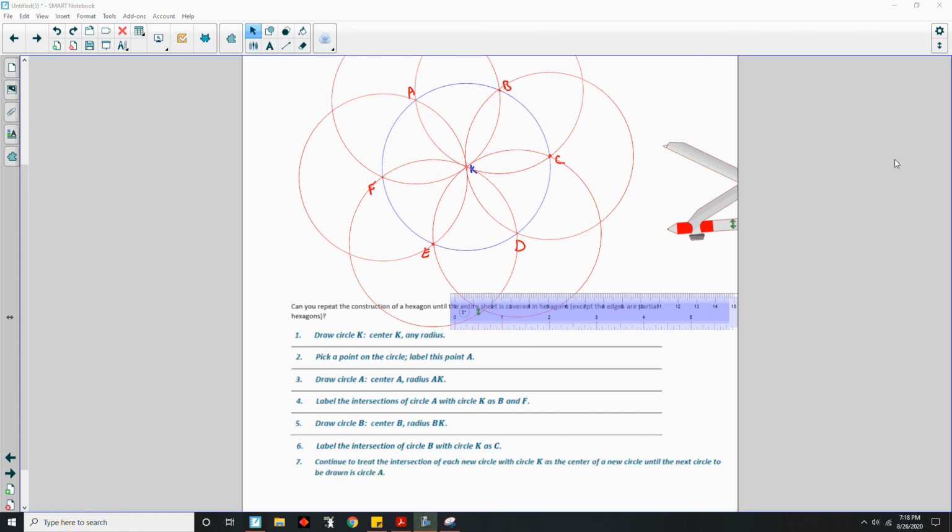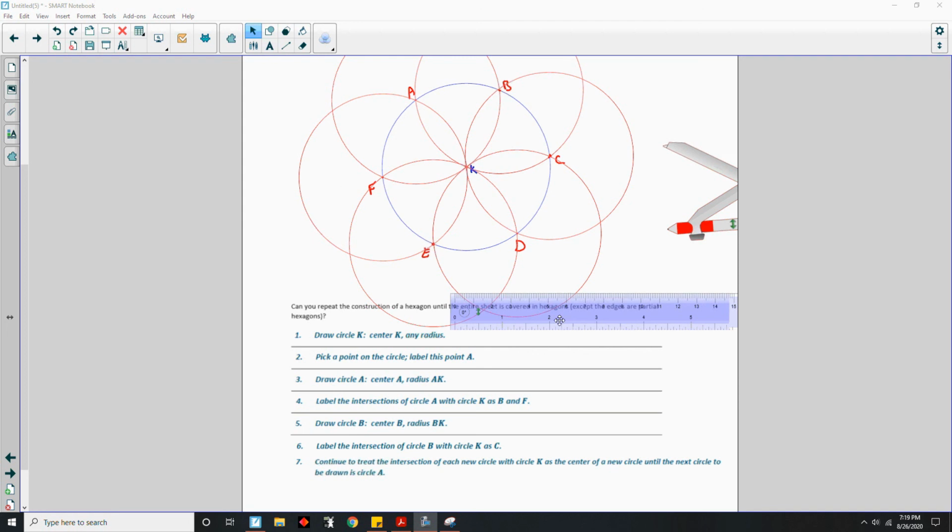Okay. So once you do this a few times, since it's the same thing over and over again, you can just say something like, continue to treat the intersection of each new circle with circle K as the center of a new circle until the next circle to be drawn is circle A. So I did that. I drew circle D, then circle E, then circle F. The next one would have been A, and I stopped. Now we just need to draw line segments from A to B, B to C, C to D, D to E, E to F, and F to A.